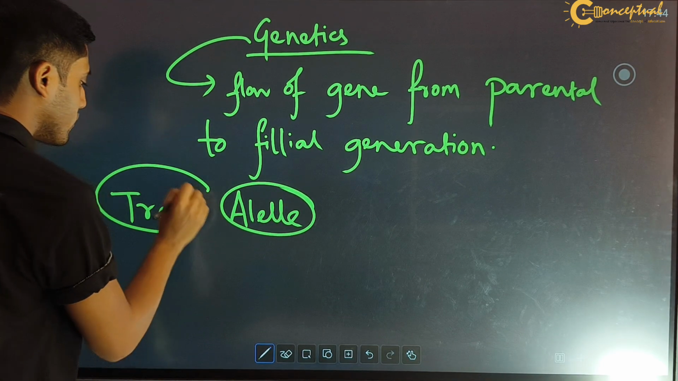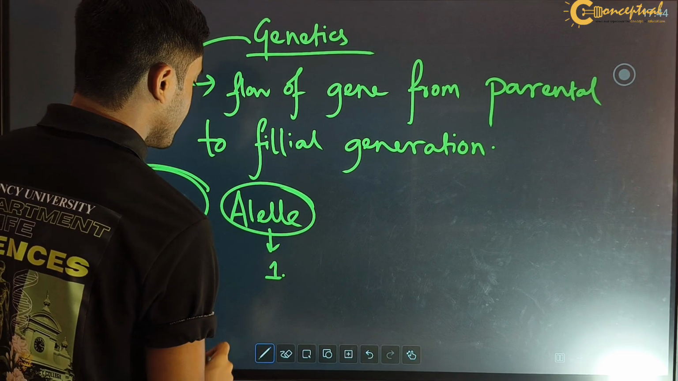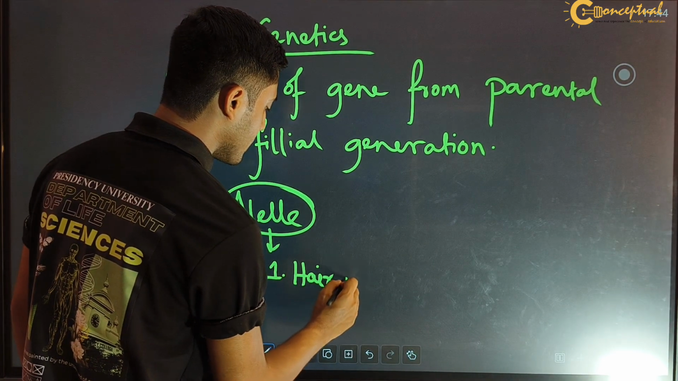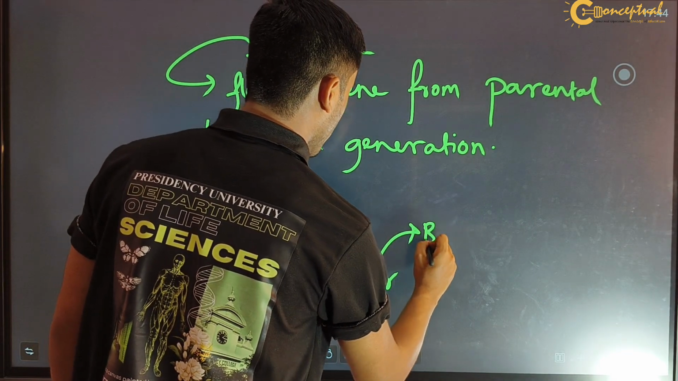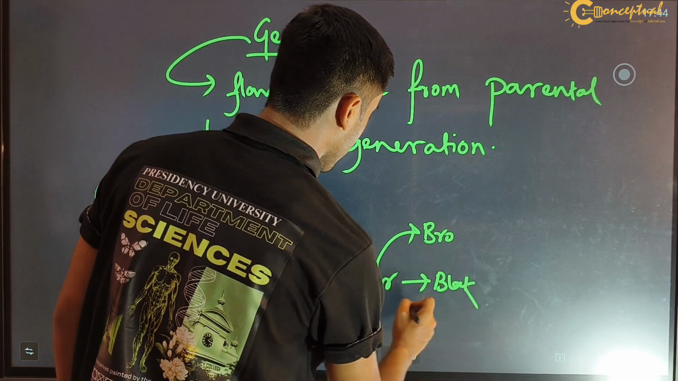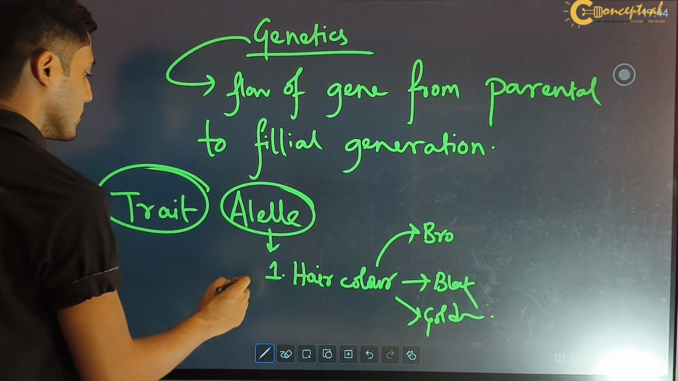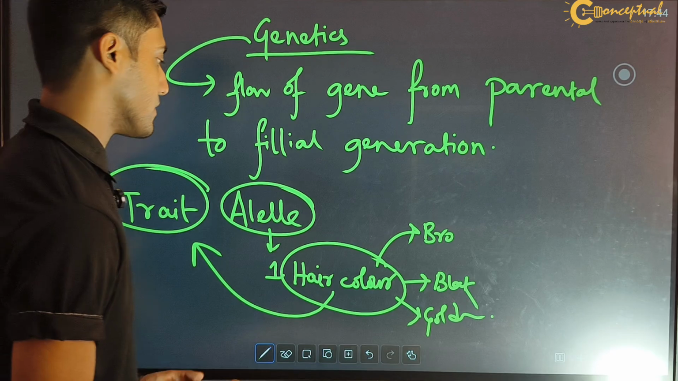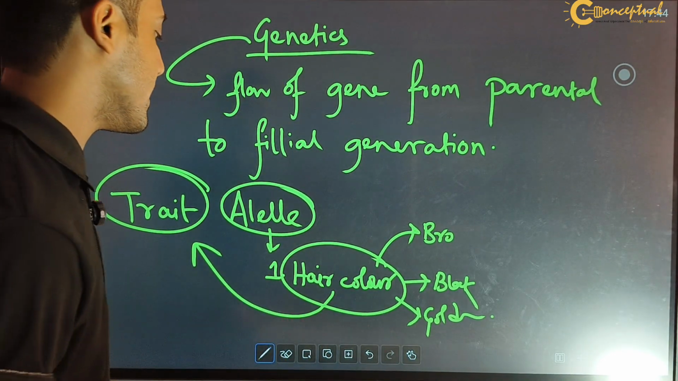So what are these traits or alleles? So alleles can be of a single type, such as you can say a hair color that can be either brown or black or golden. These can be the different alleles, whereas the hair color is actually the trait or the character. Okay, so these are the distinct terms that you'll have to keep in mind before studying genetics.